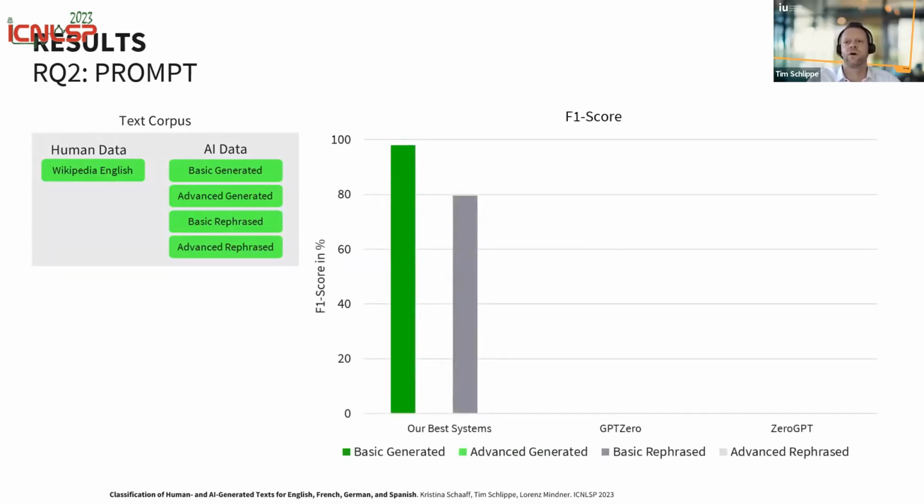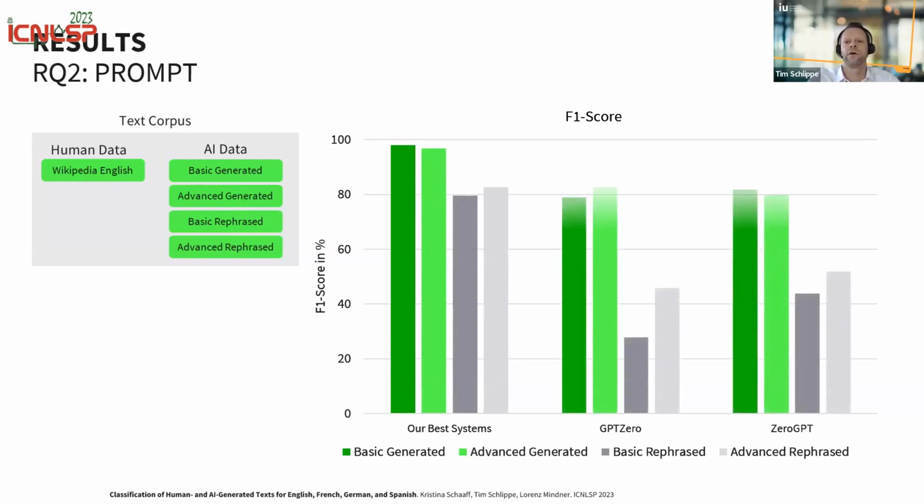The detection of advanced generated text is only slightly worse. For rephrased text, it is even the opposite. That means the detection is not really more complicated using the advanced prompting. And that is also supported by our baselines, GPT-0 and ZeroGPT.